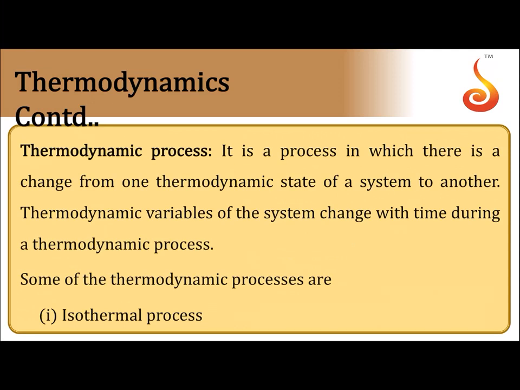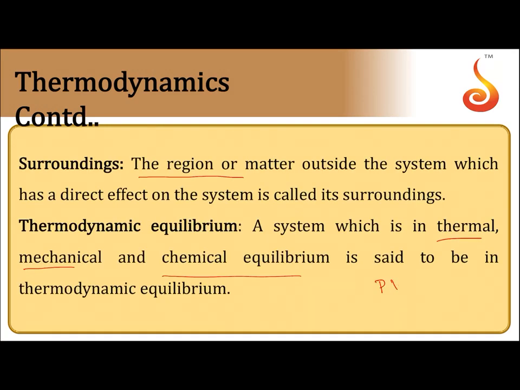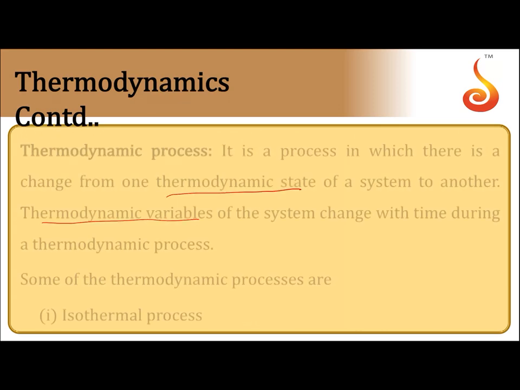Coming to thermodynamic process. A thermodynamic process is a process in which there is a change from one thermodynamic state to another thermodynamic state. A thermodynamic state is denoted by P, V and T, pressure, volume and temperature; one set of these variables forms one state. If any one of the variables is changed, then we say it is a change in thermodynamic state. The process involving such a change, we call a thermodynamic process.